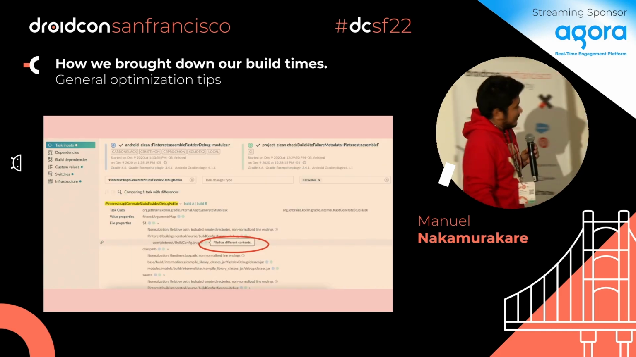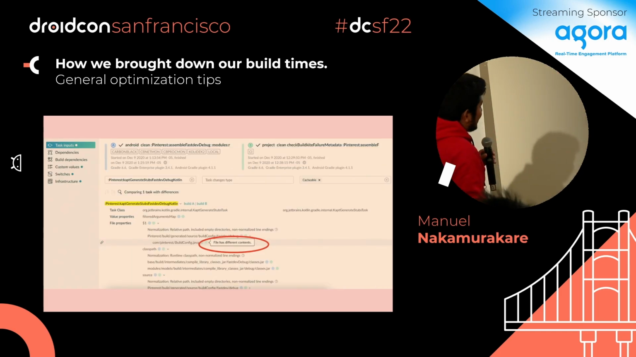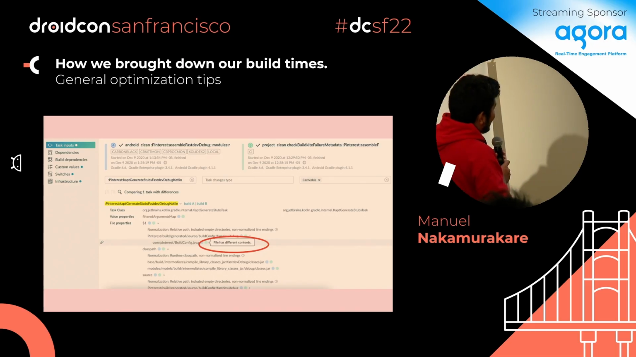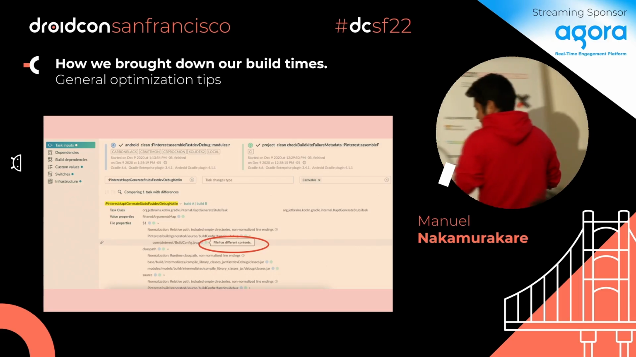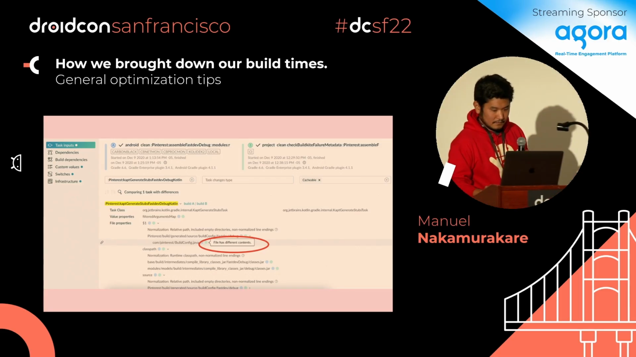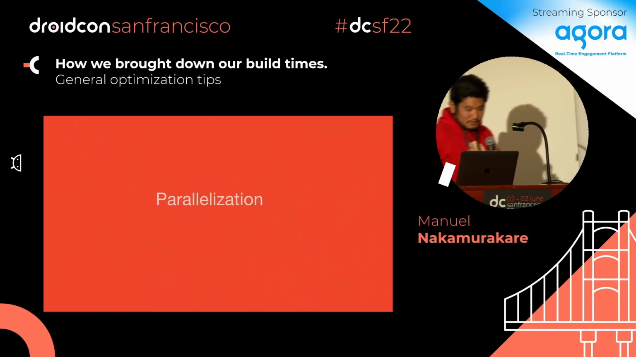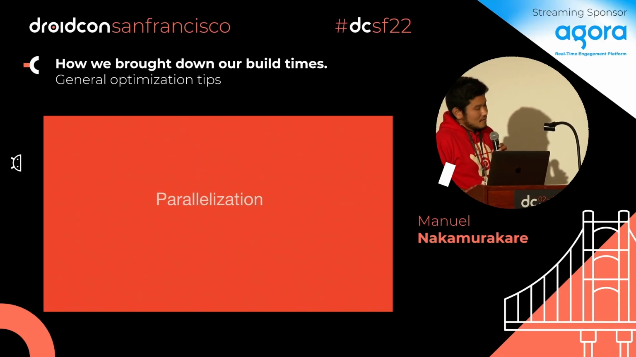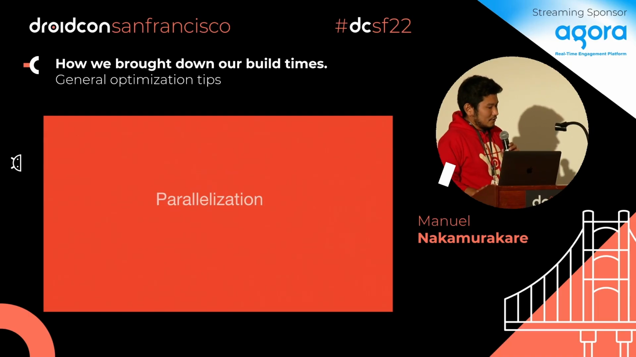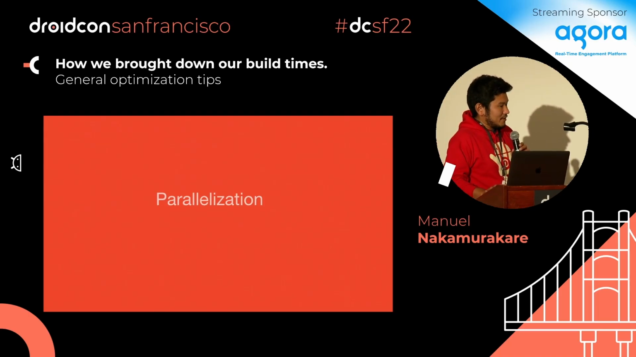In this one, this is a view where you can compare two builds. In this case, we are comparing a local build versus a remote build. And Gradle will tell us what kind of differences they found that prevented us from getting cache hits in this task. And that's it. So this is the first area of investigation that we did, parallelization, basically trying to execute as many things in parallel as possible.